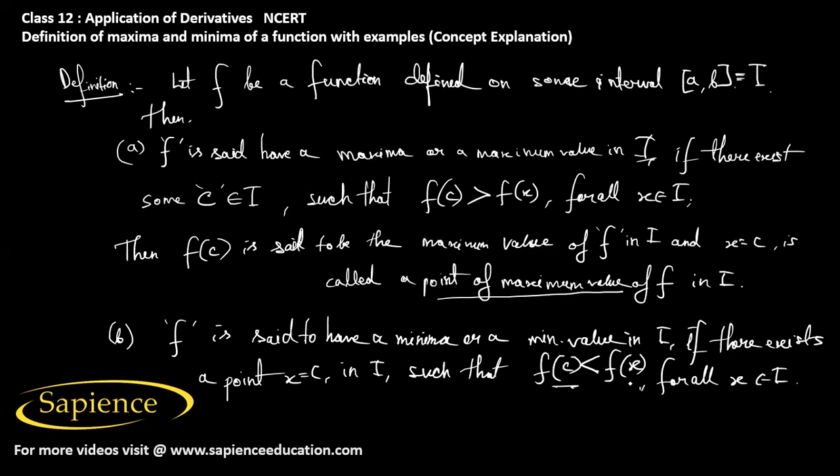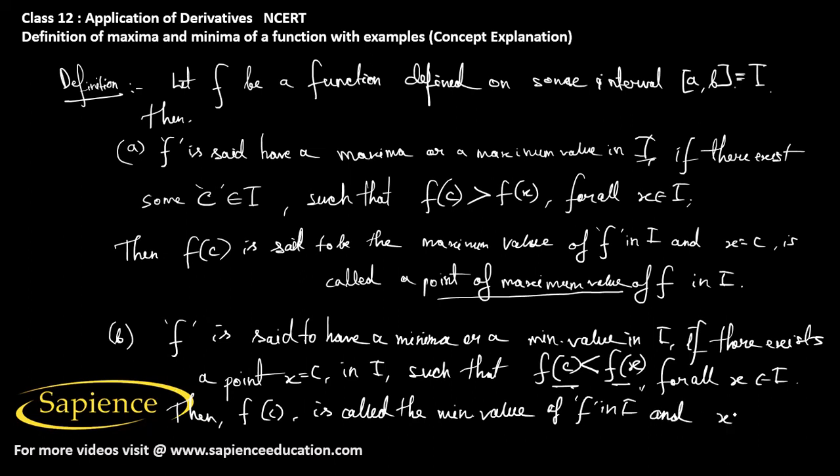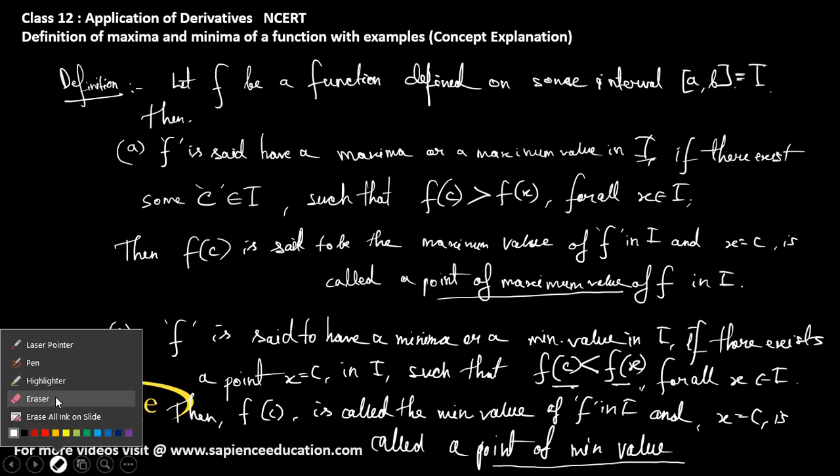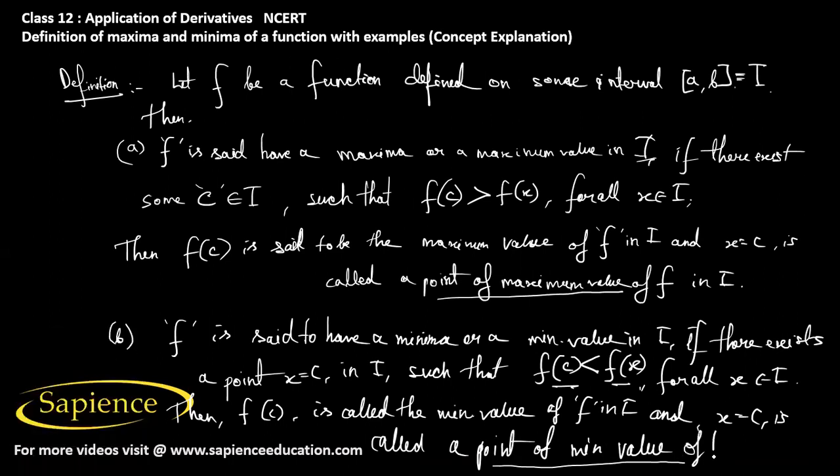So when f of C is less than all values of f of x in the interval I, then we can say that the value f of C is called the minimum value of the function f in that interval I, and the point x equal to C is called a point of minimum value of the function f in that interval I.